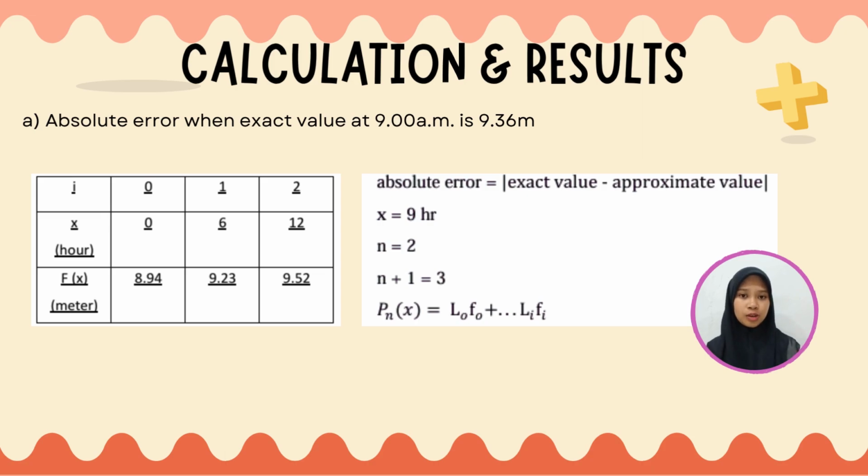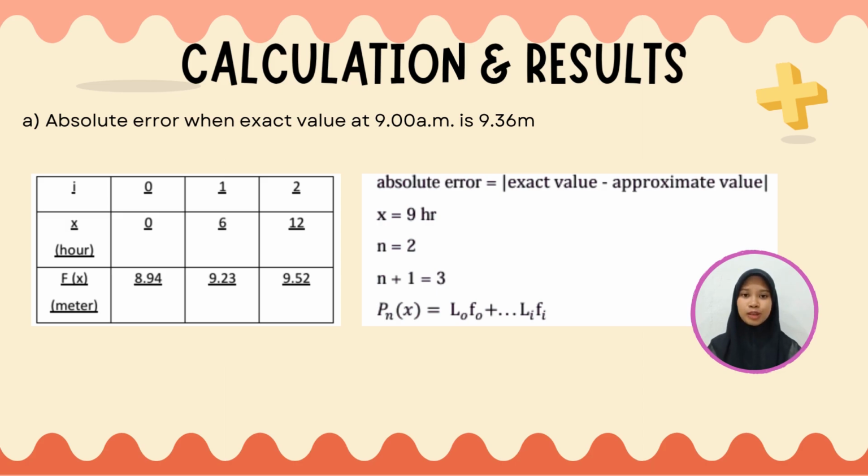Next, we move to the calculation and result. Based on the question, firstly, we need to find the absolute error when the exact value at 9 a.m. is 9.36 meters. We used the Lagrange interpolation to estimate the approximate value. The formula used is the Lagrange polynomial.